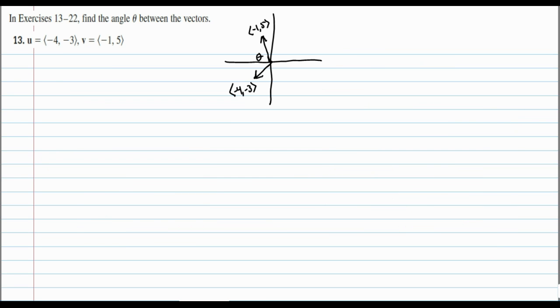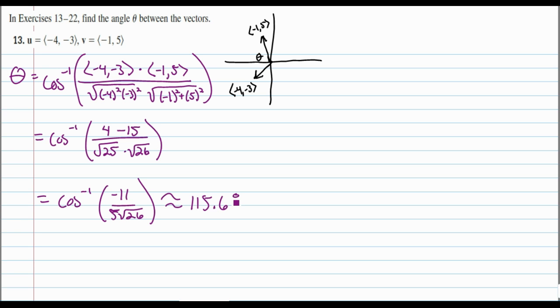Now try problem number 13, which asks to find the angle between the vectors. So again, theta is going to equal the inverse cosine of the dot product of the two vectors in the numerator over the product of the magnitudes of the two vectors in the denominator, which I get to be about 115.6 degrees. And after drawing the picture, I can see that that is going to be an obtuse angle, and 115 degrees looks about right.